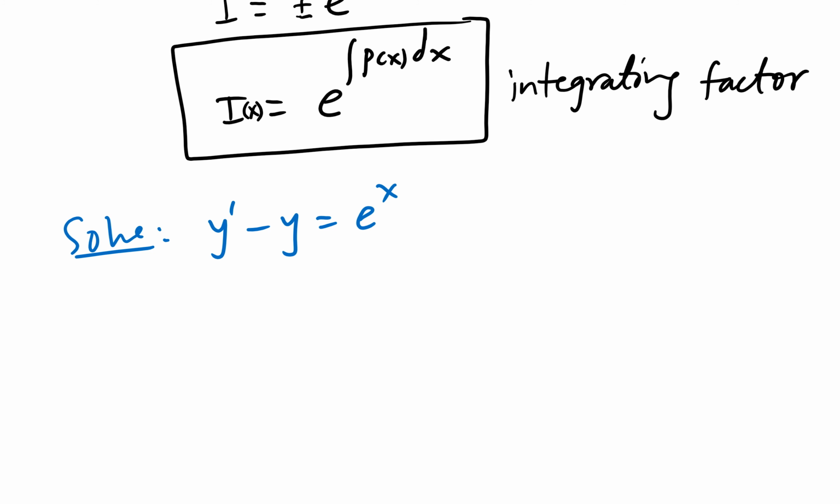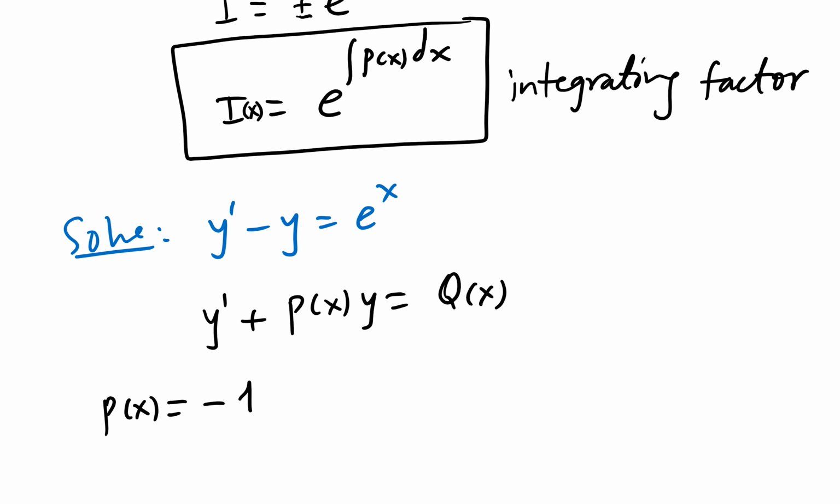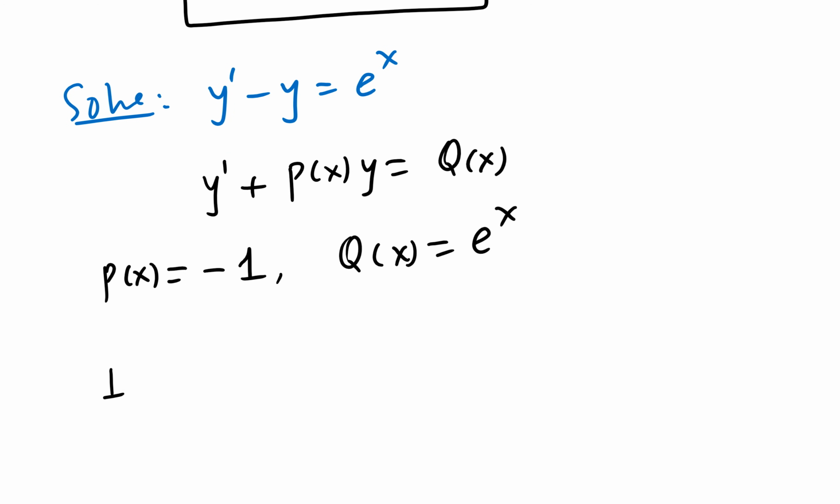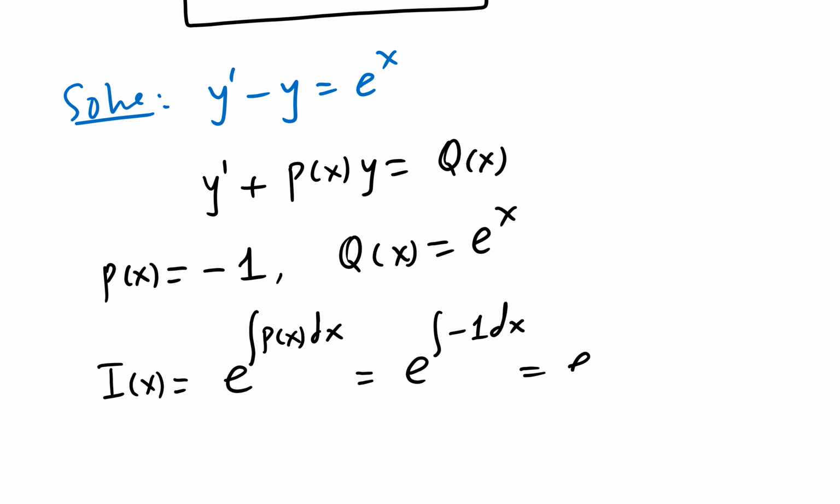So notice, if you want to compare this to what we gave you, remember how we said it's y prime plus p of x y equals q of x. From here, I write what p of x is. It's negative 1. Q of x is e to the x. So I'm going to find I of x, which we proved to be e to the integral of p of x dx, and e to the integral of negative 1 dx. E to the integral of negative 1 is e to the negative x. No need to put plus c or anything like that.